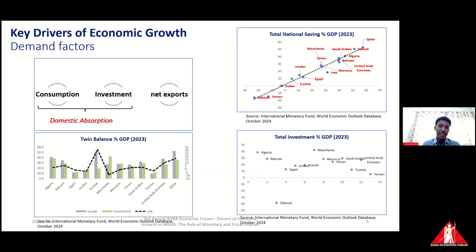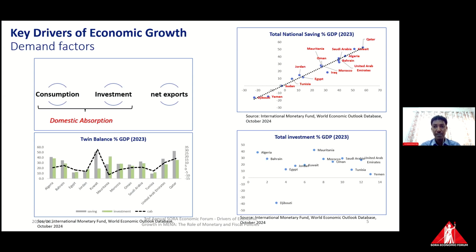Turning to the demand side of the economy, and how demand factors would contribute to economic growth in the region. Of course, there's a lot to say about the decomposition of aggregate demand. However, we will try to talk about it briefly. On the right-hand side, we have total national investment, saving, and total investment. Very interesting charts to focus on.